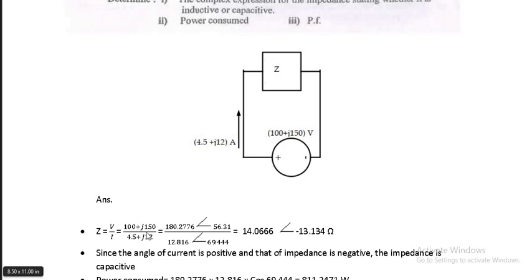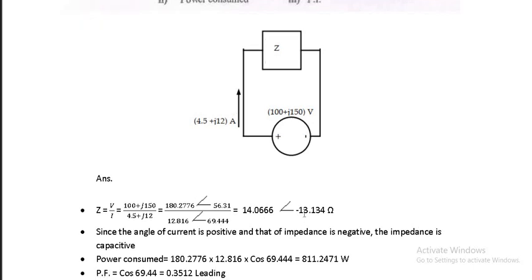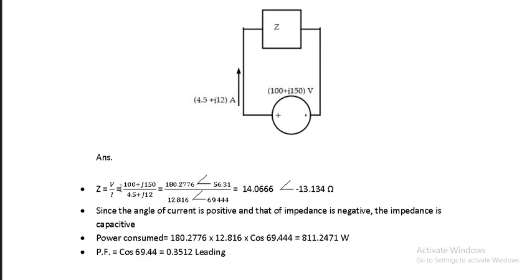So z is equal to v by I, so it will be 180.2776 at an angle 56.31. Similarly, the denominator is converted into polar form. And what will be now the division? It will be simple division of the magnitudes, and the angle will be numerator phase minus denominator phase. So the angle comes out to be minus 13.134. The moment z is having minus phase, or the moment I say I has got positive phase, means the current is leading. When the current is leading, the impedance has to be capacitive.